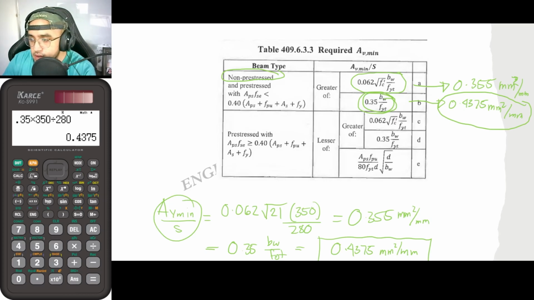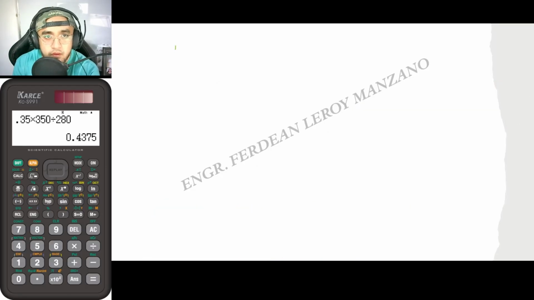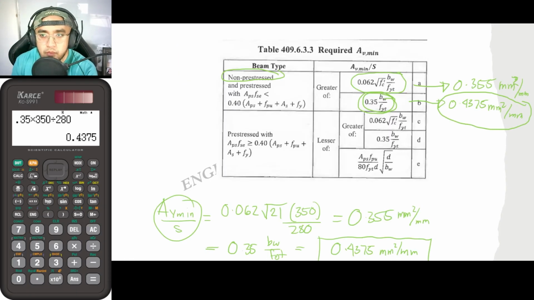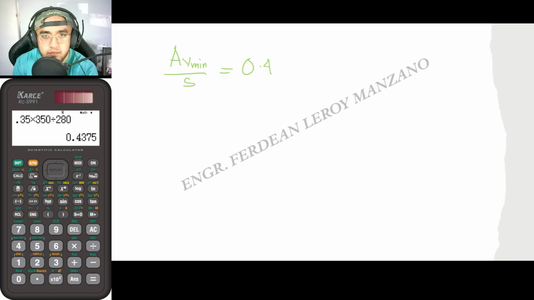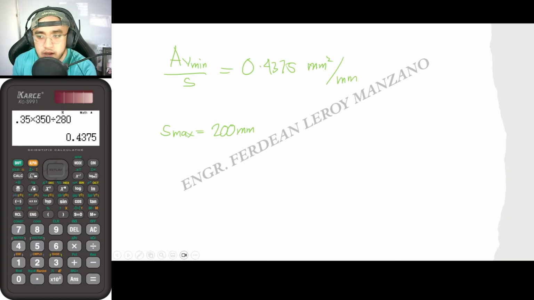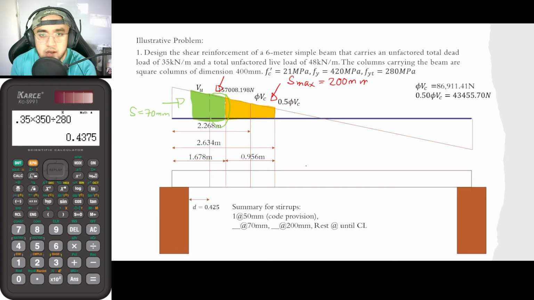So let me just add another slide. So again, for our confirmed AV mean over S, that is now equal to 0.4375 millimeter squared over a millimeter. So from that, guys, if the S max that we have used is equal to 200 mm, it means that that is actually this particular section. Saan na yun? So sa section po na to, S max is equal to 200 mm.